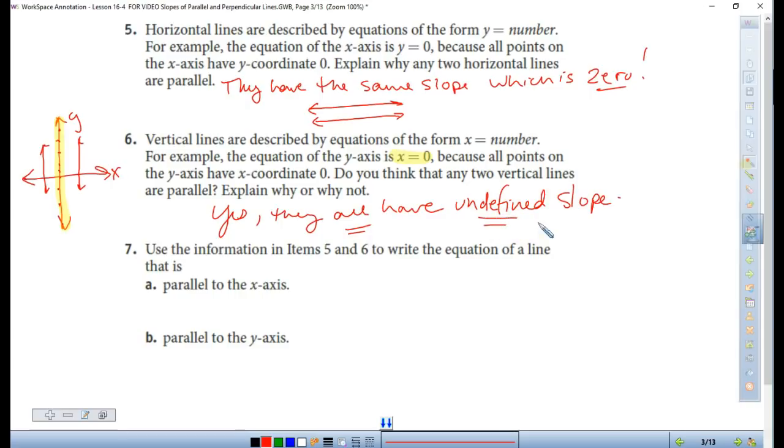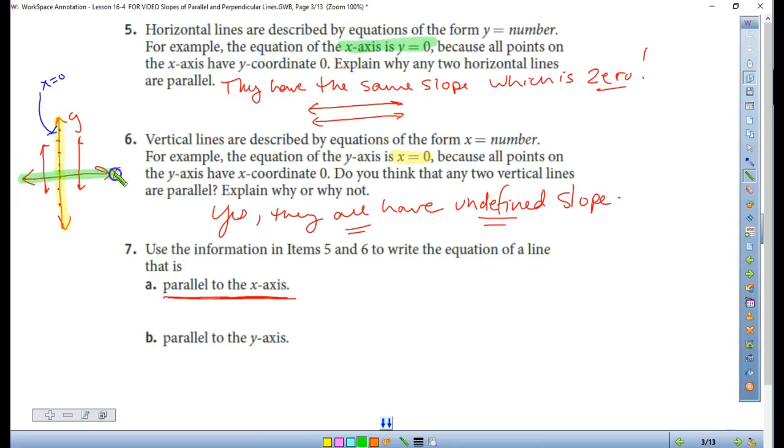So now we're going to use the information in 5 and 6 to write the equation of a line that's parallel to the x-axis. Let's remind ourselves, the equation of the y-axis was x equals 0, and the equation of the x-axis is y equals 0. Anywhere on the x-axis, maybe it's (1, 0), (2, 0), (3, 0), (4, 0), (5, 0), (negative 1, 0), they all have a y-coordinate of 0.